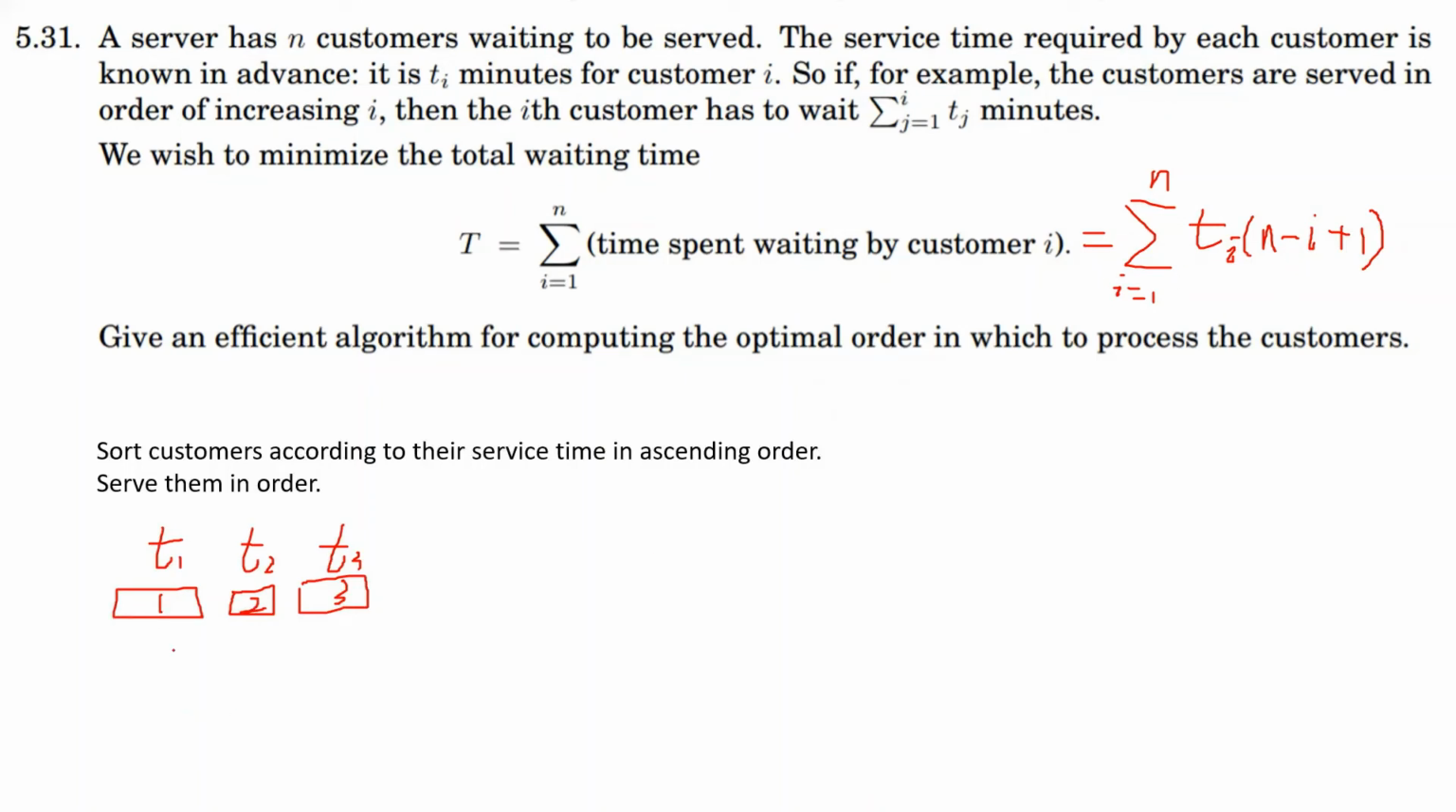And so as you can see here, if a customer is served earlier, more people are waiting for this serving time. So you want to make it smaller. So what you need to do is just sort all the customers and serve them according to their service time in ascending order.